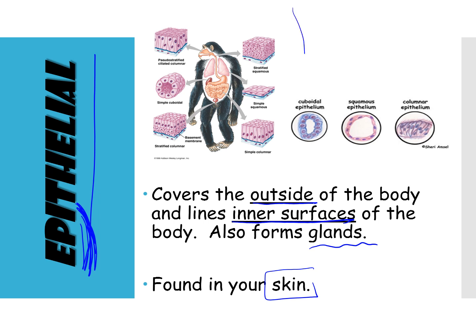If we look at the picture of our chimpanzee here, we can see all the different places and the names for that different kind of epithelial tissue. So you often find epithelial tissue lining your internal passageways, like in your respiratory system and in your digestive system, as well as on the outside of you on your skin.